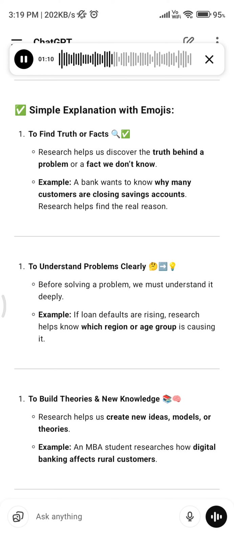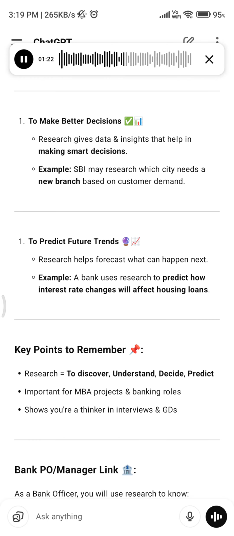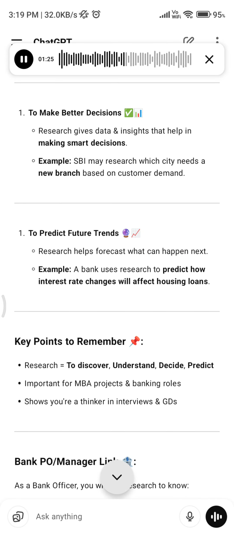3. To build theories and new knowledge. Research helps us create new ideas, models, or theories. Example: an MBA student researches how digital banking affects rural customers. 4. To make better decisions. Research gives data and insights that help in making smart decisions. Example: SBI may research which city needs a new branch based on customer demand.